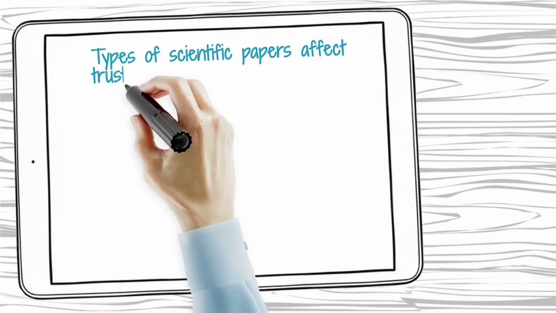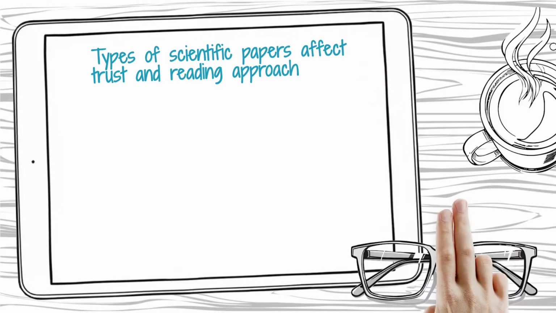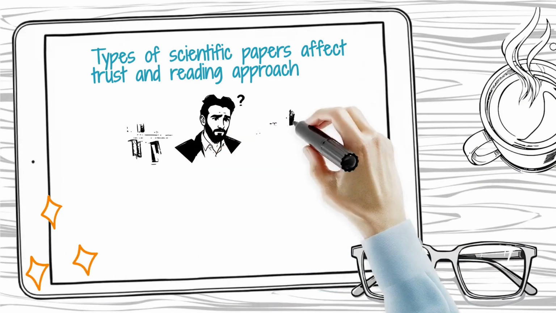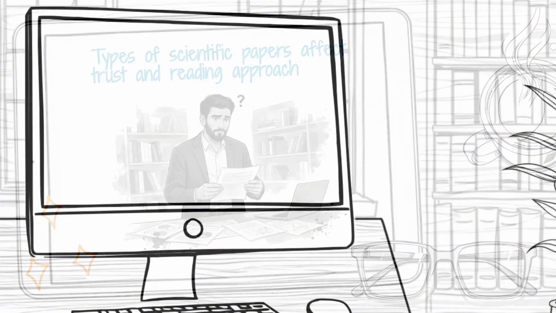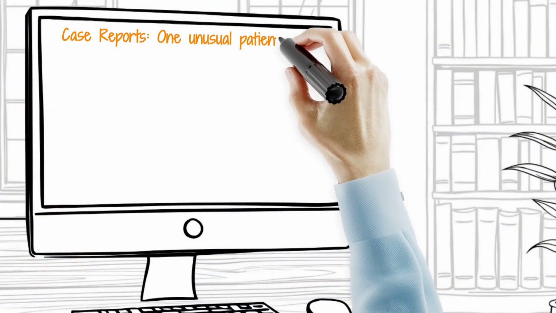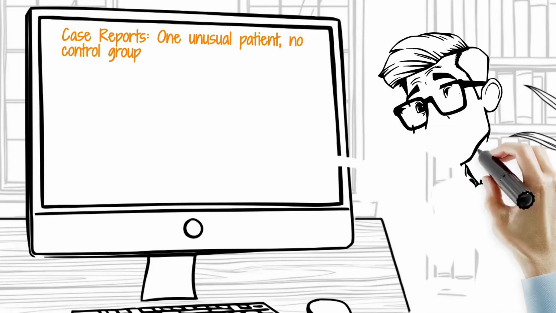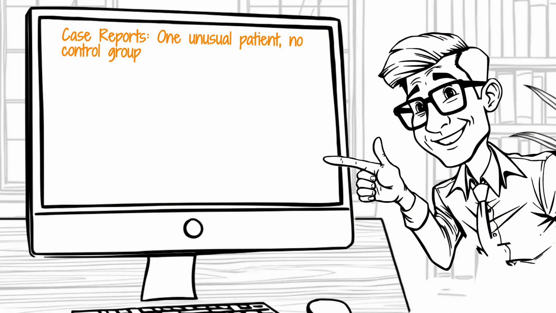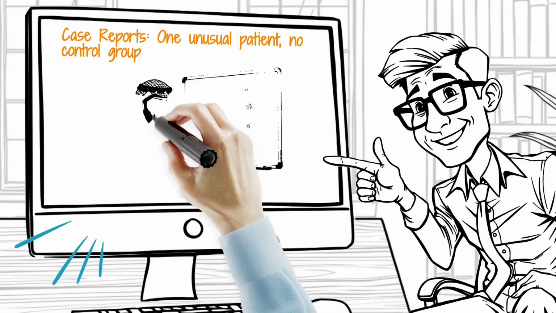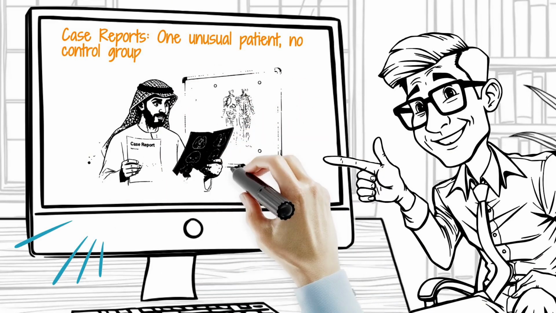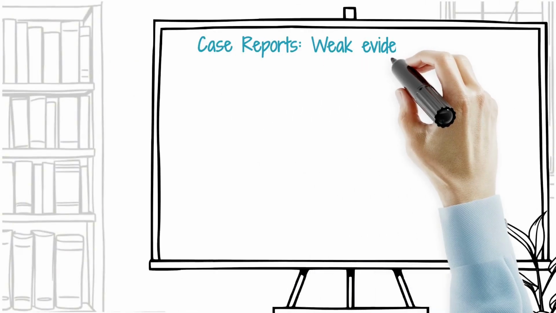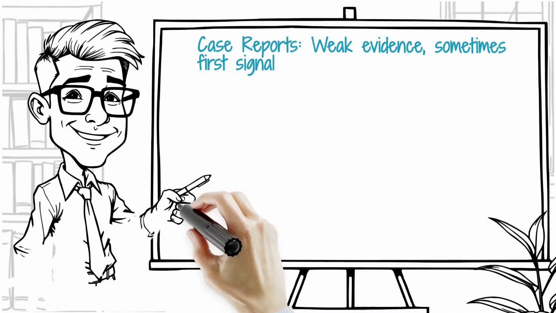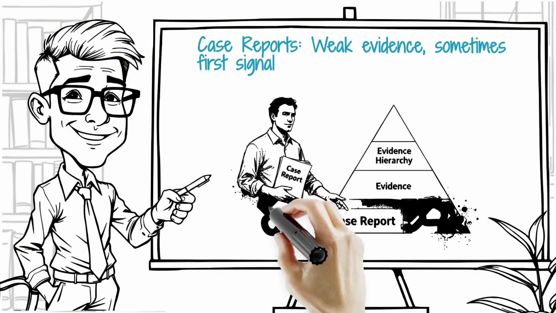The first type is the case report. One patient, one unusual finding, no control group, no statistics. Its only job is to say, this happened, and the world should know about it. There are different types of scientific papers, and the type of paper you're holding changes everything. How much you trust it, how you read it, and what questions you ask. It's the weakest form of evidence, but sometimes it's the first signal of something that later changes an entire field.